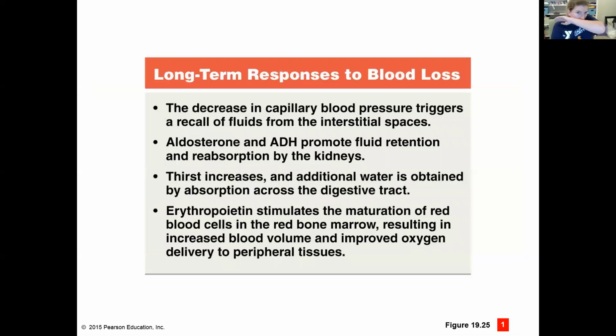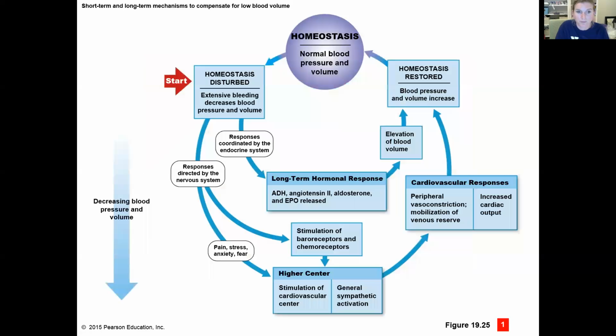stimulated. In terms of long-term blood loss, well, here you're going to have a decrease in capillary blood pressure, which is going to trigger that recall of fluids from the interstitial space into the blood. So you have aldosterone and ADH promoting fluid retention, thirst increasing, additional water obtained from increased absorption from the digestive tract, and EPO stimulating the maturation of those red blood cells.